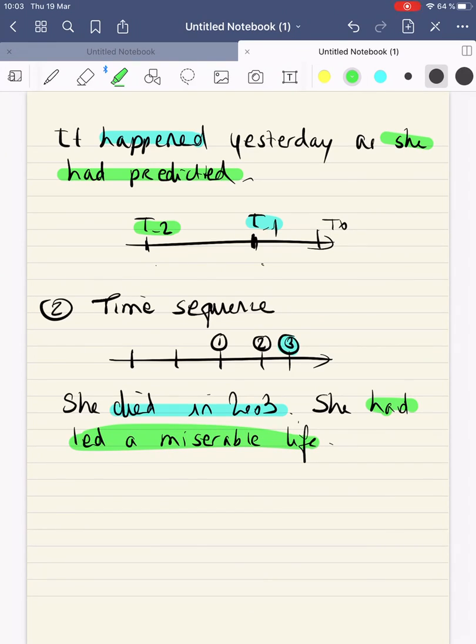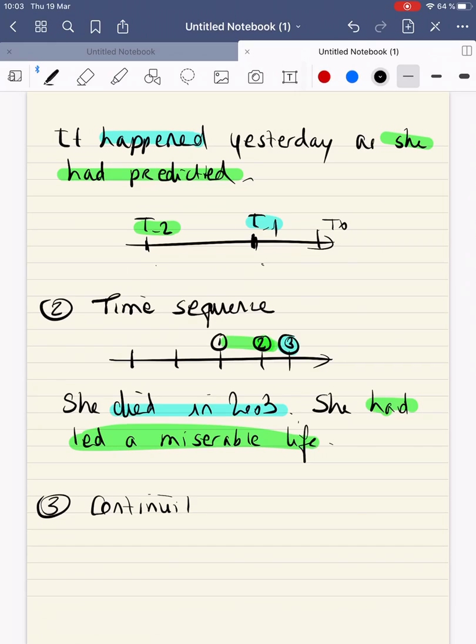Okay. Before, she had led a miserable life. Well, you have to live before dying. I suppose you all agree with me on that point. So she had led a miserable life. Maybe it lasted for quite a while, but first she has to live a miserable life before dying. So the order of sequence would be first she lives a miserable life and then she dies. Right? So she died in 2003. She had led a miserable life.